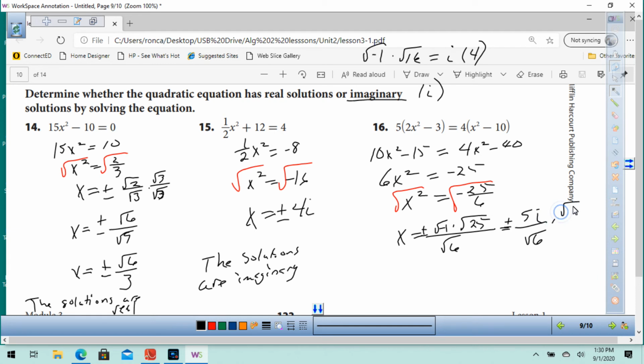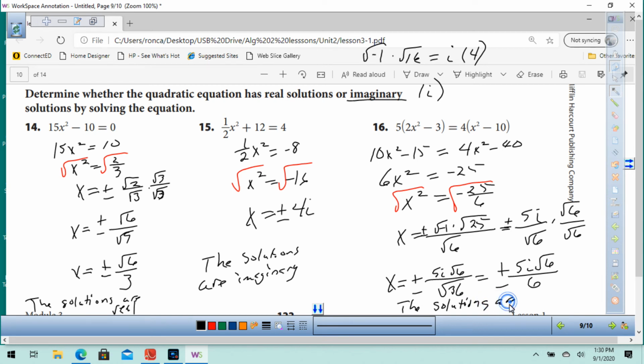Well, now we're going to multiply the top and the bottom by the square root of 6. And that's going to give us x equals plus or minus 5i times the square root of 6 over the square root of 36. And the square root of 36 is 6. So we've got 5i times the square root of 6 over 6. And there's your answer. And the solutions are imaginary.